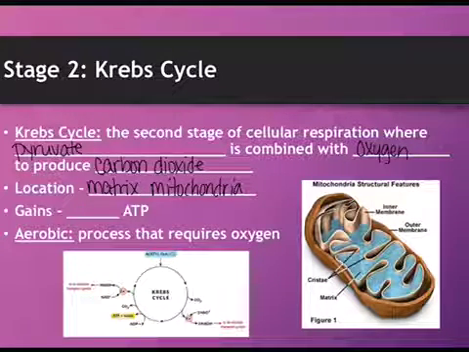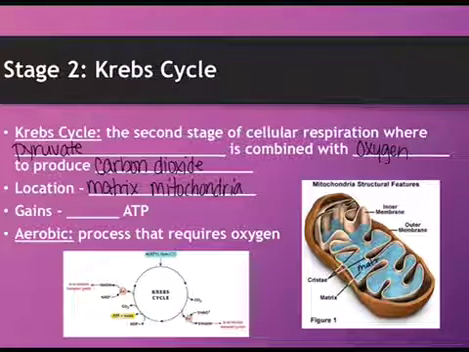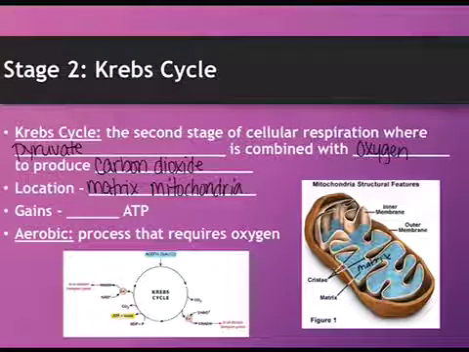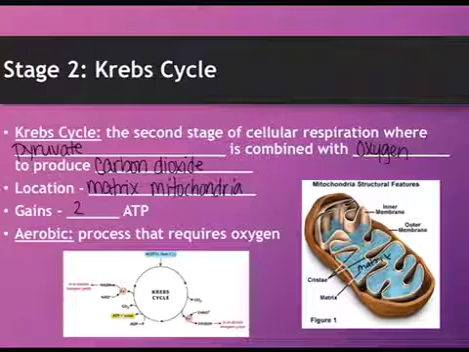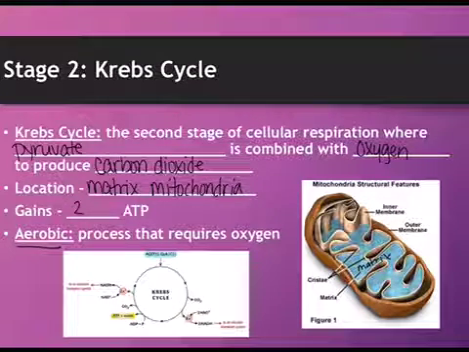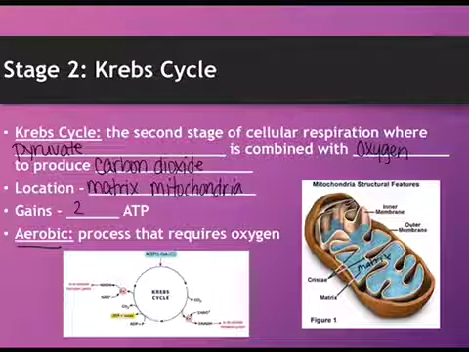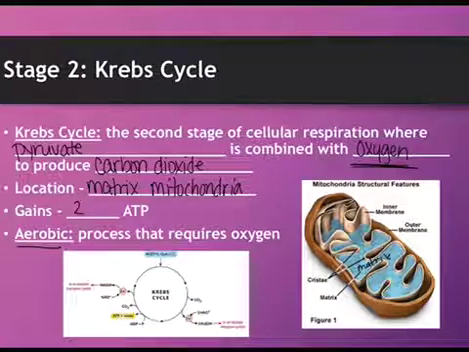And I always think that matrix looks like a swimming pool. So this is your matrix, and so this is where these reactions take place. This process gains 2 ATP molecules, and it is called an aerobic process because it requires oxygen. And so we get that in its definition as well.